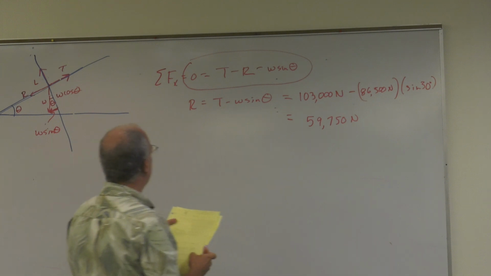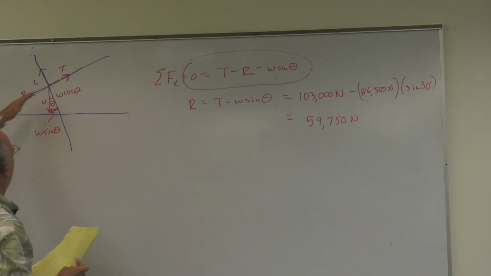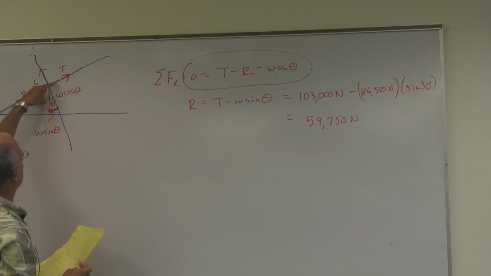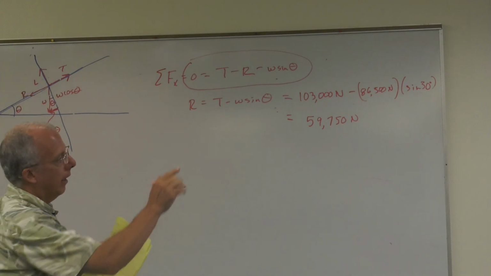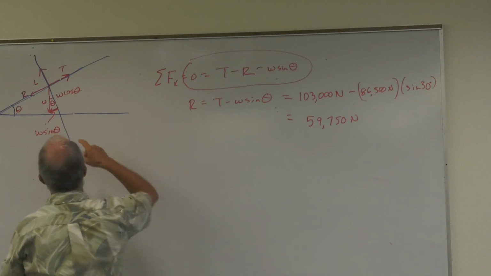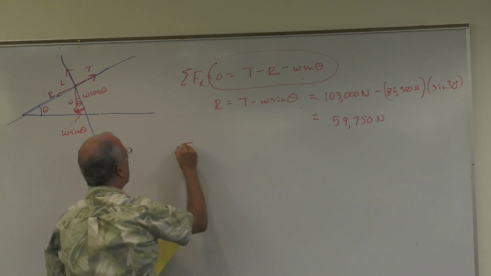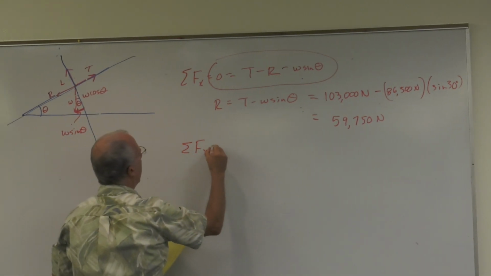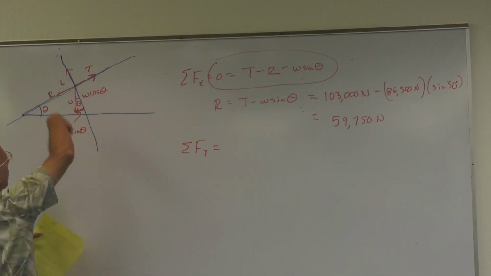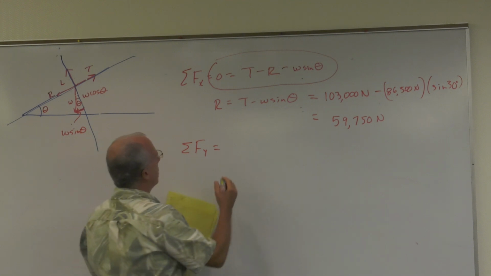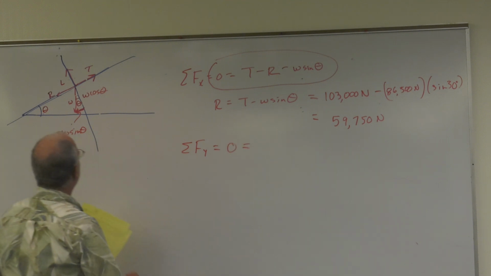Okay, so there's R. So all we use is the sum of the x forces. That one, that one, that one. Now we want to find L, so that's the y. So the sum of the y forces, again, it's equilibrium, right? It's not accelerating in the y dimension. All right, so what are the y forces?